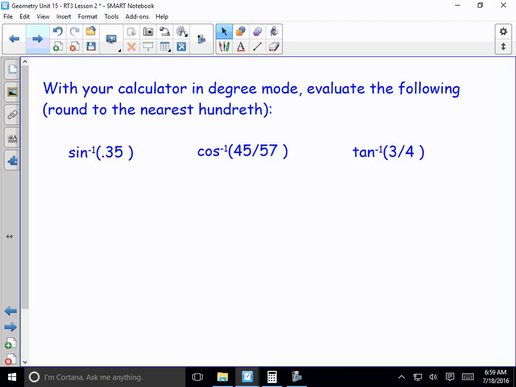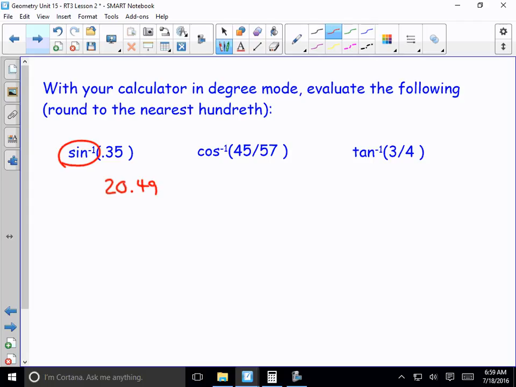To get to the sine -1 function, that is a second function with the sine button. So you want to go second and then sine gets you the sine -1. I type in 0.35 and I get an answer of 20.49 rounded to the nearest hundredth. Since these are angle measures, we don't have to have as many decimal places as we do when we're going backwards from the angle to the trig ratio, because the trig ratio is just a solid decimal value.